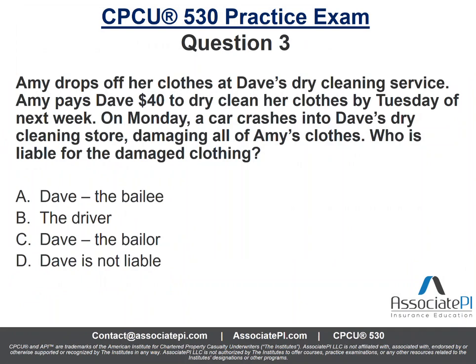So this question says, Amy drops off her clothes at Dave's dry cleaning service. Amy pays Dave $40 to dry clean her clothes by Tuesday of next week. On Monday, a car crashes into Dave's dry cleaning store, damaging all of Amy's clothes. Who is liable for the damage?